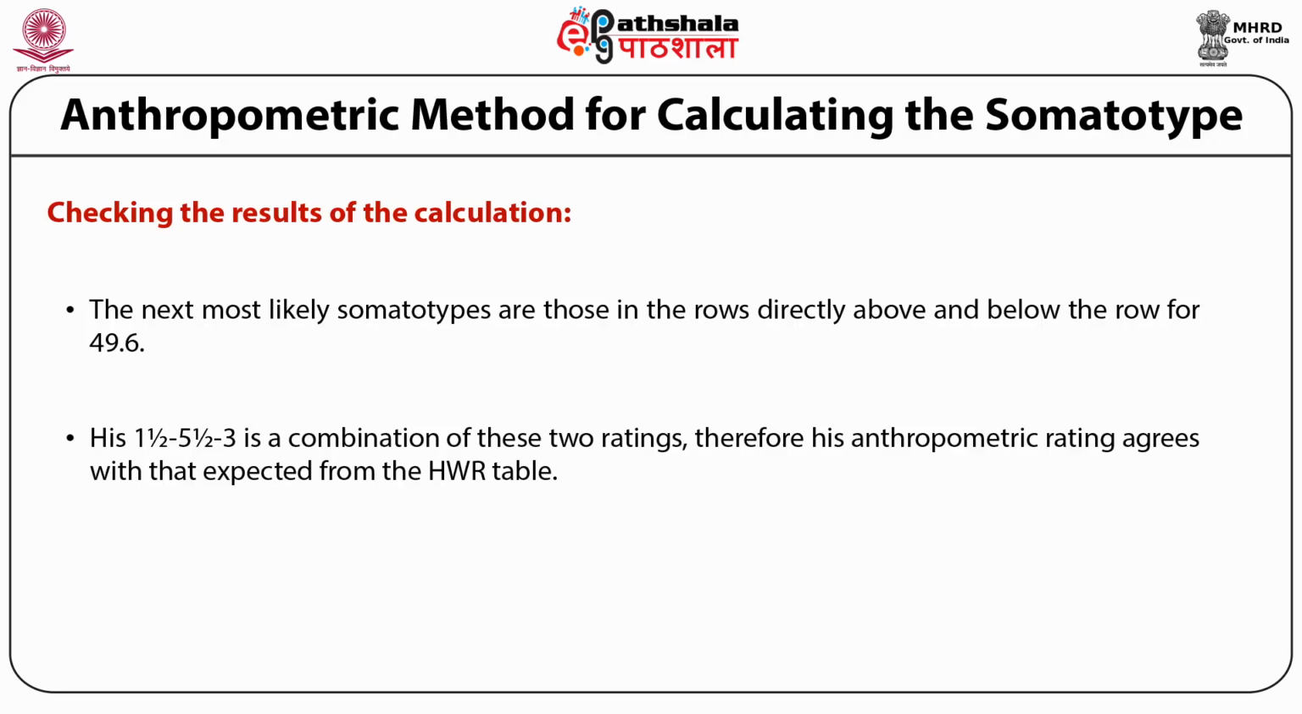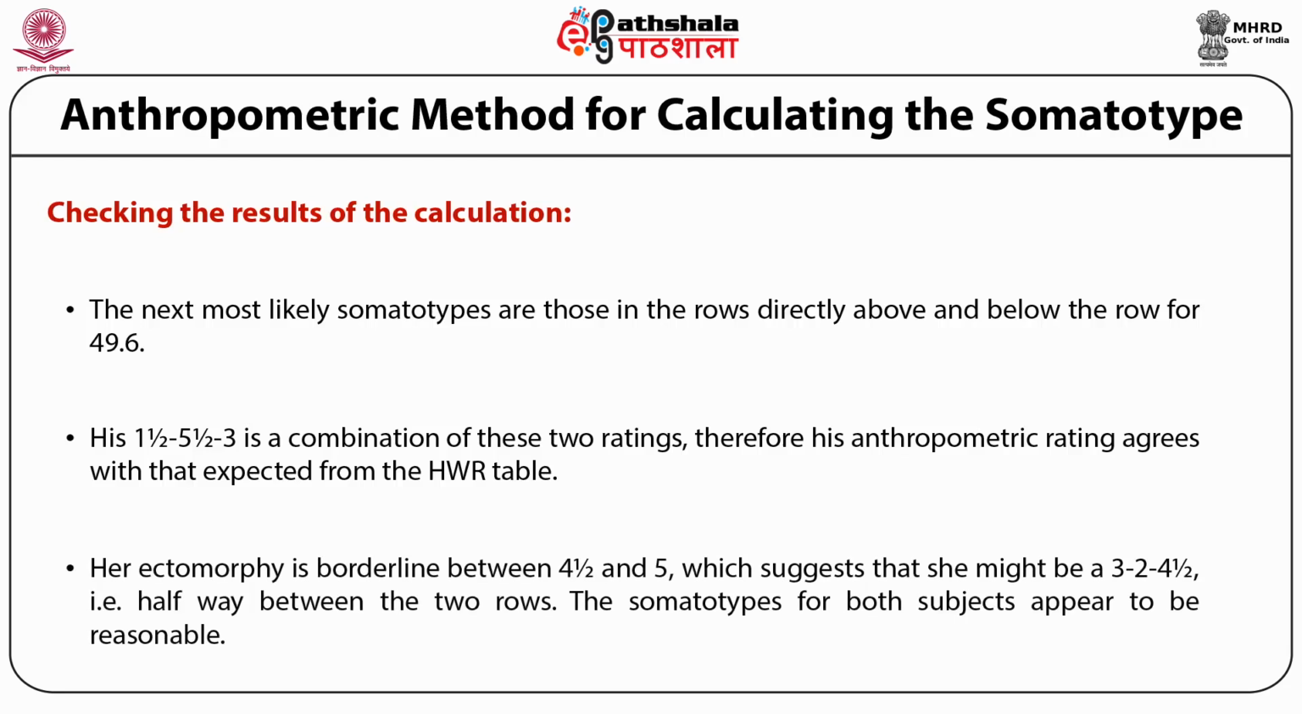For subject B188, HWR is equal to 45.6. Her 3, 5 somatotype occurs in the row above that of her HWR. Her ectomorphy is borderline between 4.5 and 5, which suggests that she might be 3, 4.5, that is halfway between the two rows. The somatotypes for both subjects appear to be reasonable.